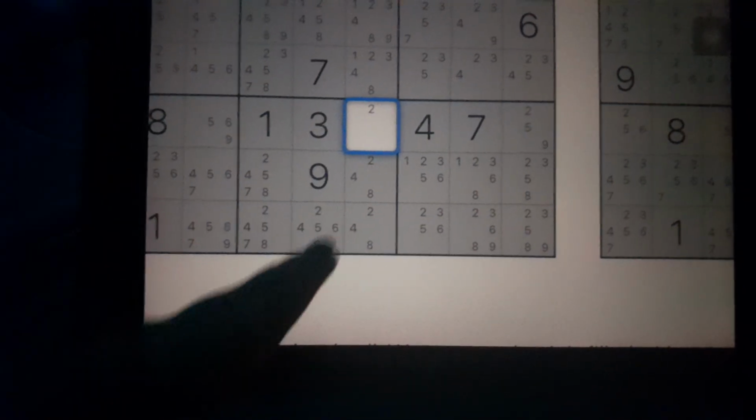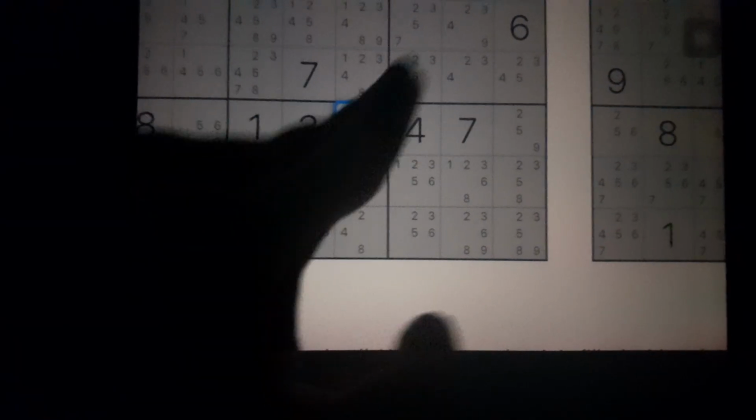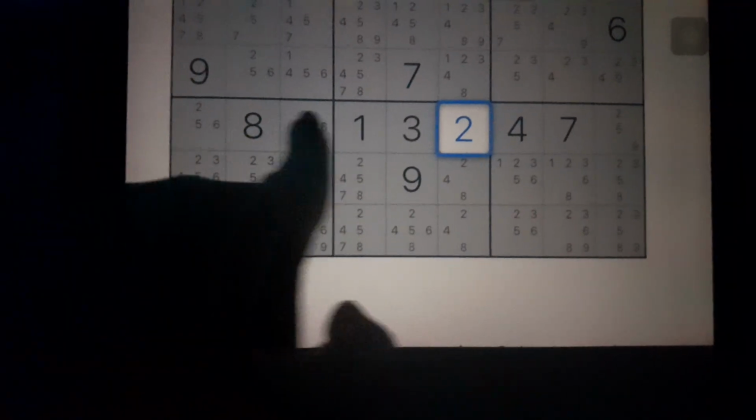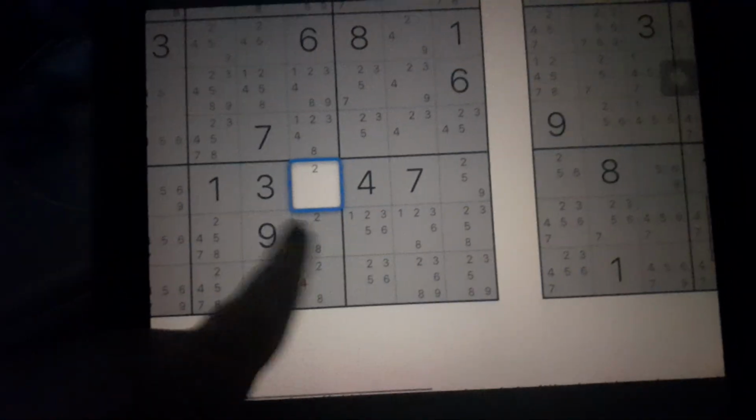For example, as you can see in this image, in this middle bottom block, this one cell, the only possible candidate is 2. So that's where you write 2. Because if you did not write 2, then 2 can't go anywhere else.